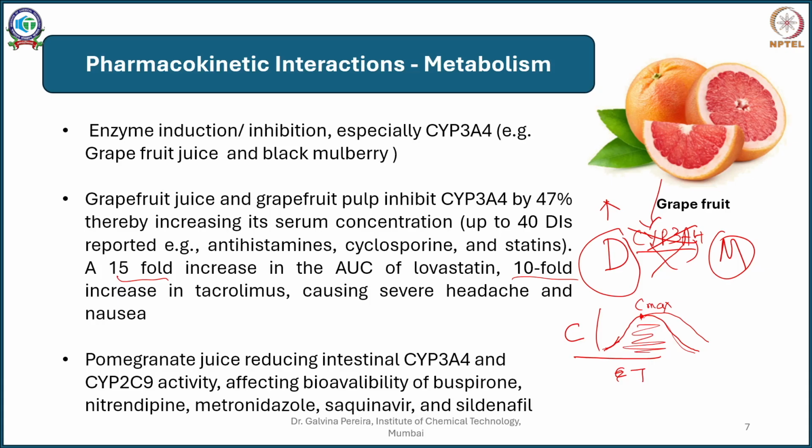It again reduces CYP3A4, and additionally the next very important enzyme it reduces is CYP2C9, which is also important for the metabolism of drugs such as buspirone, nitrendipine, metronidazole, saquinavir, as well as sildenafil. So if these enzymes are inhibited, the concentration of all these drugs is going to increase because of the inhibition of CYP3A4 as well as CYP2C9.